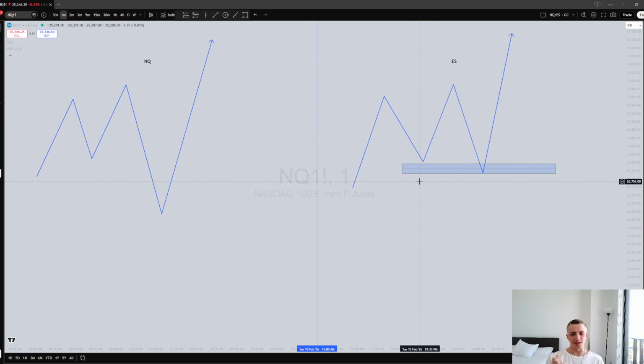You can kind of see how I drew out the SMT here, the Ryze SMT on ES, and you could just assume there's an inversion right there. But again, this looks overly simple. It is overly simple. You don't want to complicate this at all.